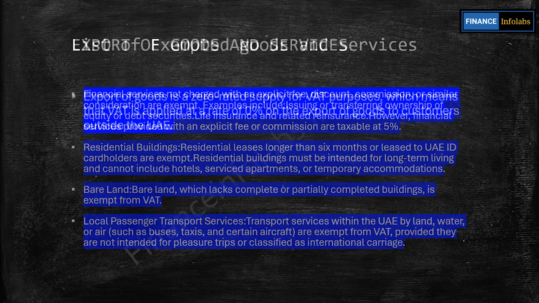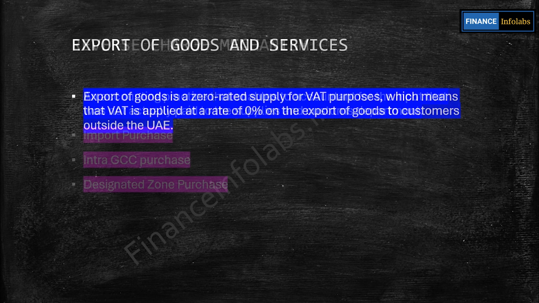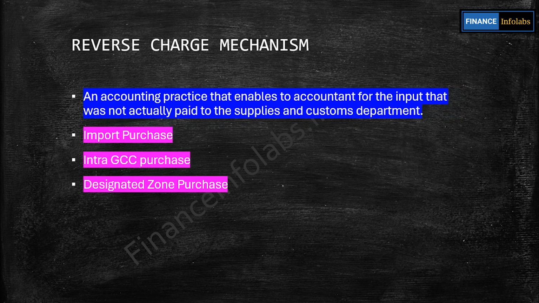In the next slide, we can discuss about export of goods and services in UAE. The export of goods is considered a zero-rated supply for VAT purposes in the UAE, meaning that VAT is applied at a rate of 0% on goods exported to customers outside the UAE. Although no VAT is charged on the export, businesses can still reclaim input VAT on related costs. In the next slide, we can discuss about reverse charge mechanism in UAE.